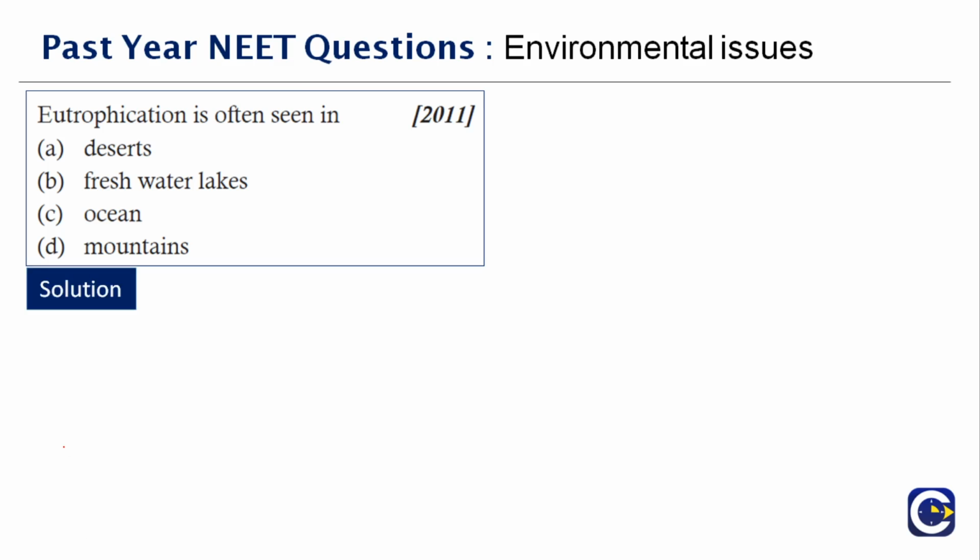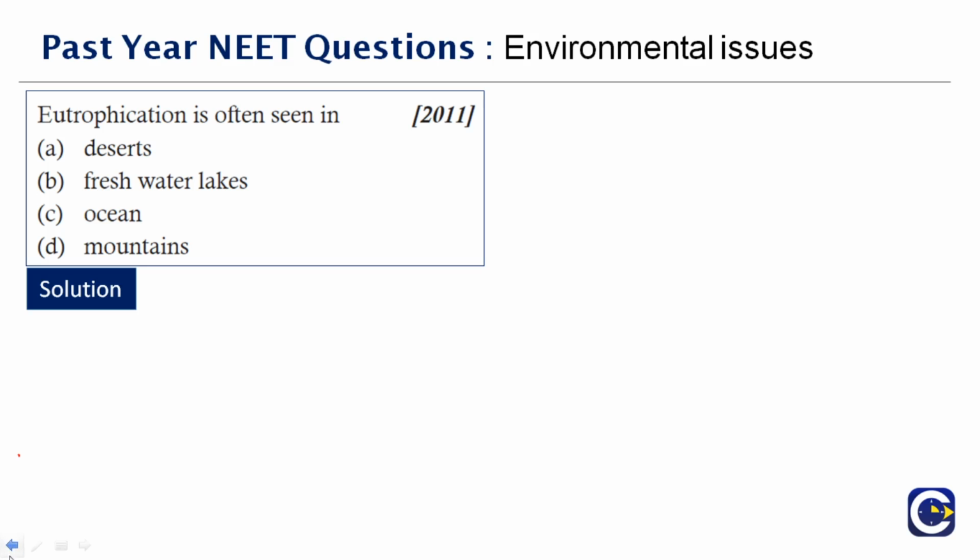Eutrophication is often seen in dash. What do you mean by eutrophication? What are the reasons why we get eutrophication? See, eutrophication usually is often seen in freshwater lakes, not in oceans, deserts or mountains. It's mostly associated with water. Whenever we talk about a river or a lake, we also have aquatic organisms surviving in water, and they all take up the oxygen present in the dissolved form in the water, so these organisms have access to the top layer, the dissolved oxygen, which is required for their survival.